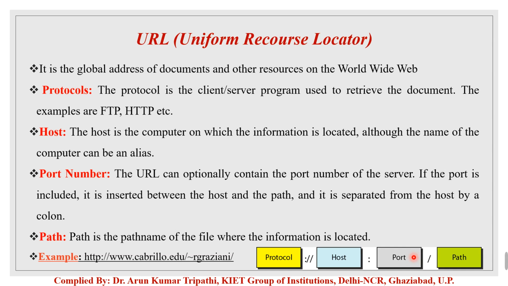Regarding the port number, you use it in the KIET, for example, when you want to access the internet, there comes an internet access login name and password. Its IP address, I hope, is 172.16.16.16 colon 8090. So 8090 will be the port number.